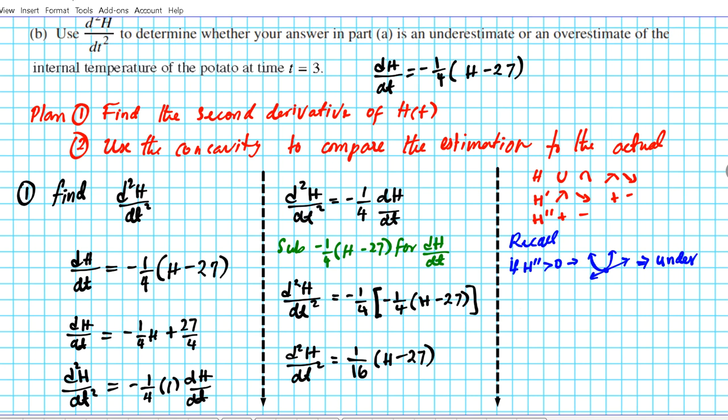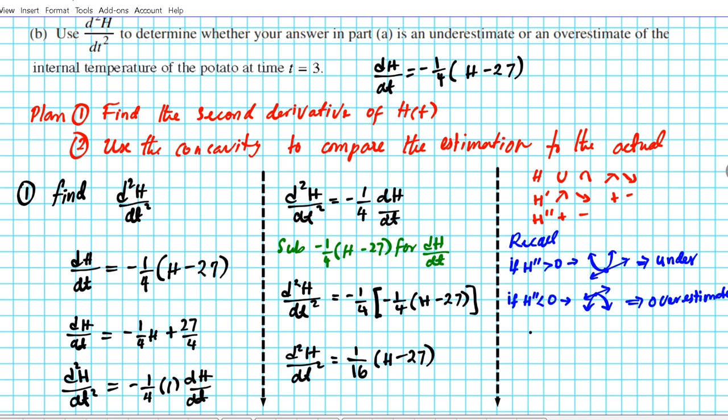Okay? And then if your second derivative is negative, you have a downward facing concavity. How does that impact the tangent line? Well, the tangent line is always going to be above the function, all right? Which basically means your tangent line approximation will be an overestimate. All right, so all we just need to know now is, is this second derivative positive or negative? And then we'll be good to go, all right?